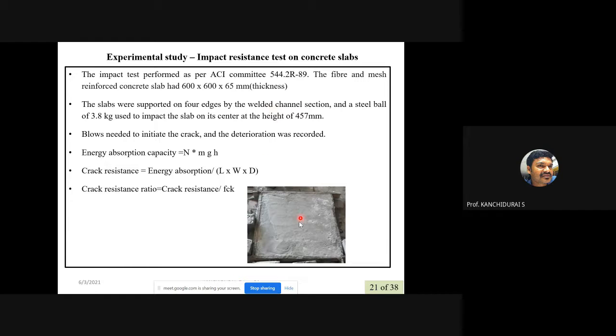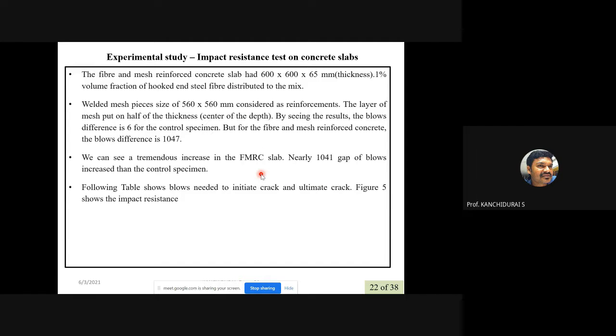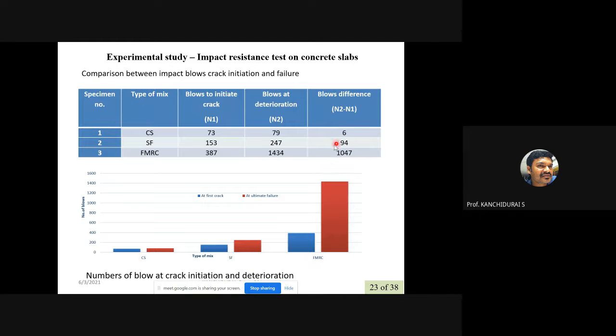Similarly, here the slab is cast at 600 by 600 by 65 mm thickness, and we have embedded the steel welded wire mesh and steel fibers together, which gives higher resistance. The blow difference you see is 1434 blows when using the fiber and mesh reinforced slab, compared to 79 blows. It is almost 8 to 10 times higher compared to normal concrete.